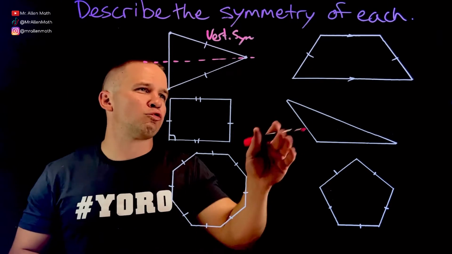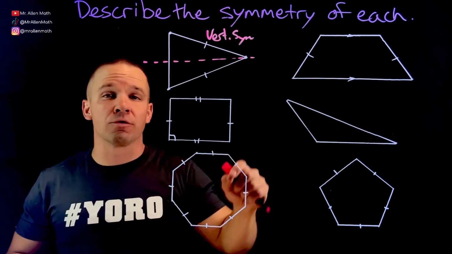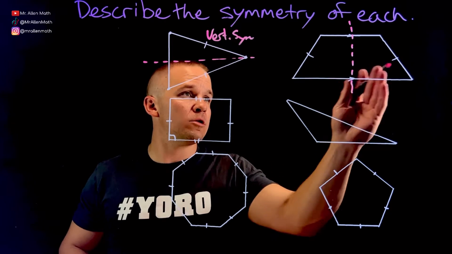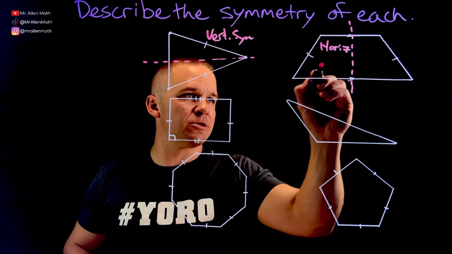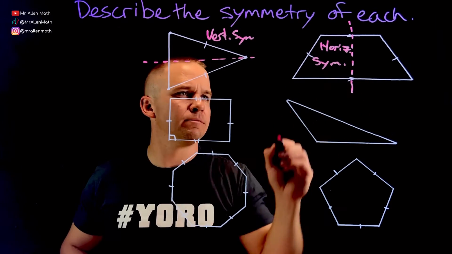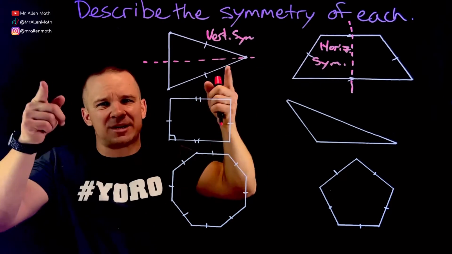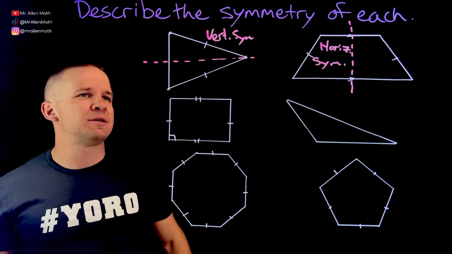Next one over here, we got a trapezoid, an isosceles trapezoid. I got the two parallel bases, got the congruent sides there. So I can have myself some horizontal symmetry, right? So horizontal symmetry. Beautiful. Any other kind of symmetry there? Could I rotate it? No, then it would be upside down, right? It'd be like this, like that. So not going to work, right? So horizontal symmetry for that one.